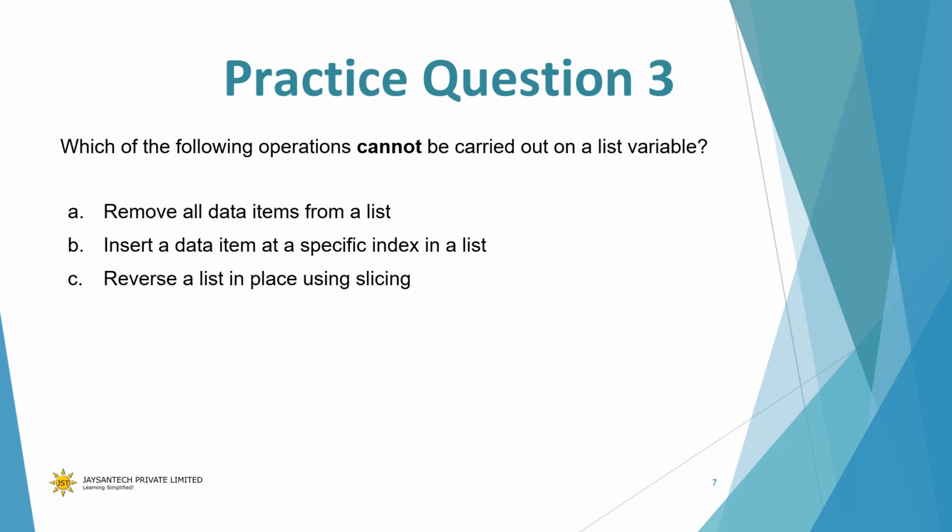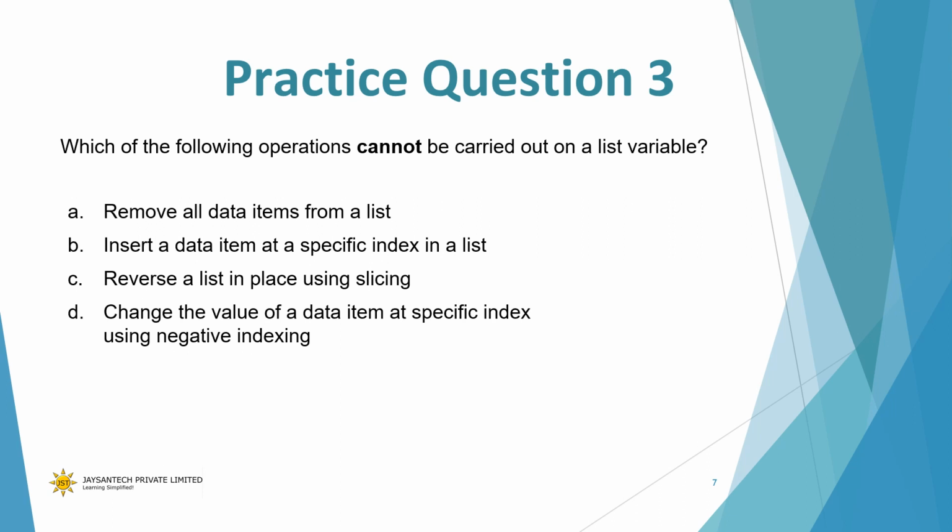Next, reverse a list in place using slicing. See, this is not possible because slicing will basically return a new list. It will not do it in place. Next, change the value of a data item at a specific index using negative indexing. Yes, this is possible. You can use negative indexing and change the value using the square bracket notation. So the answer is option C.